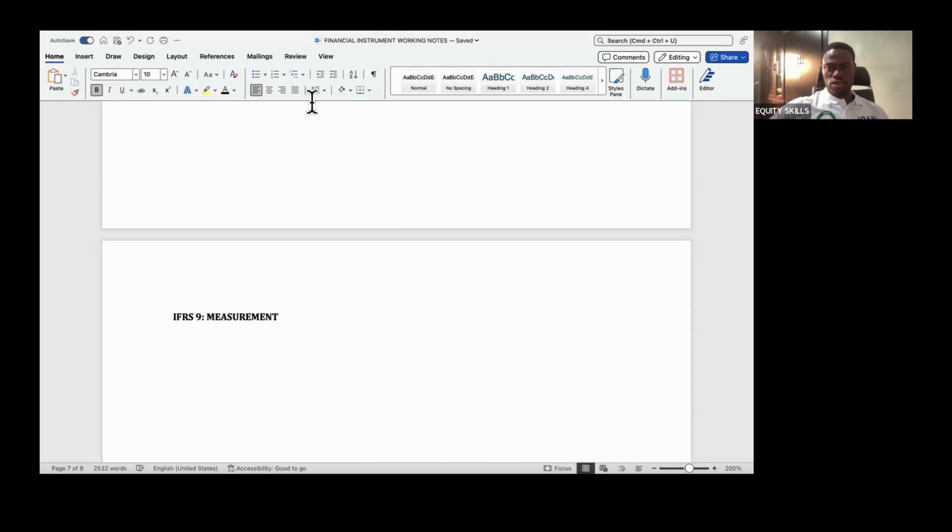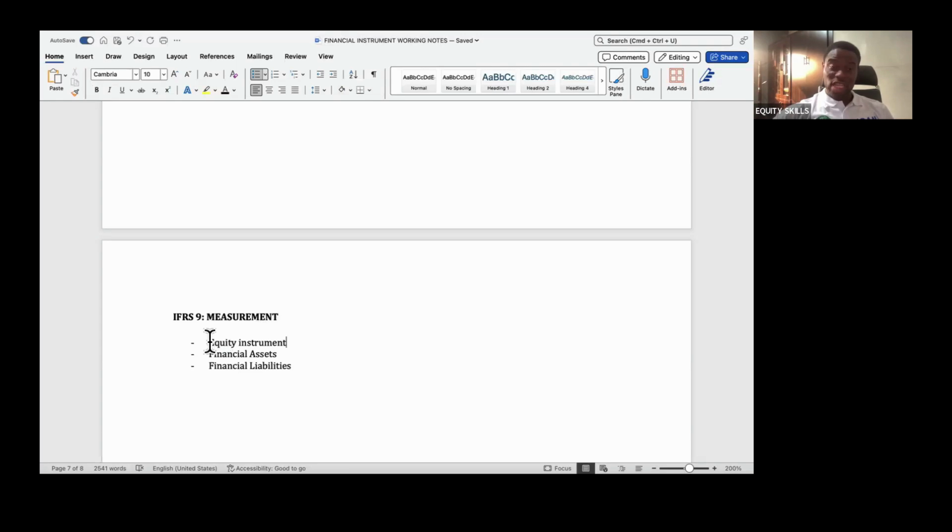So to do this, for financial instruments, you should know that when I say financial instruments, I am talking about either equity instruments, financial assets, or financial liabilities. So this is financial instruments. We need to pick these one by one and measure them.